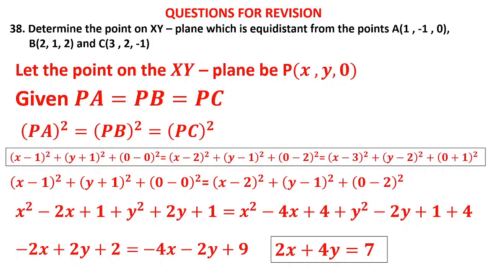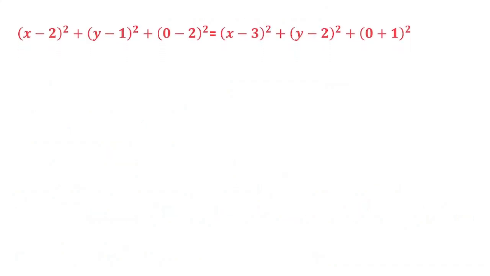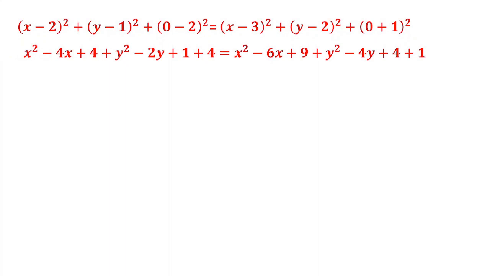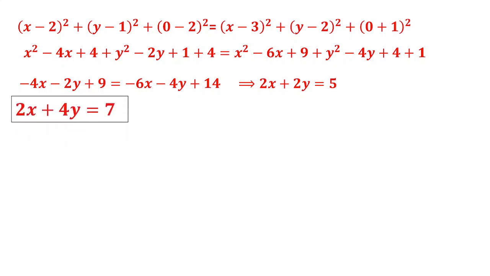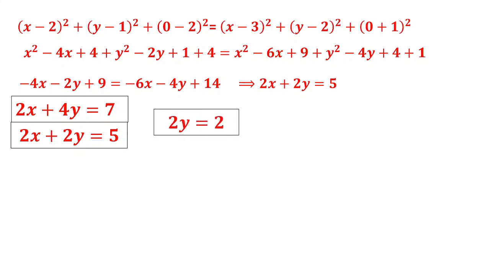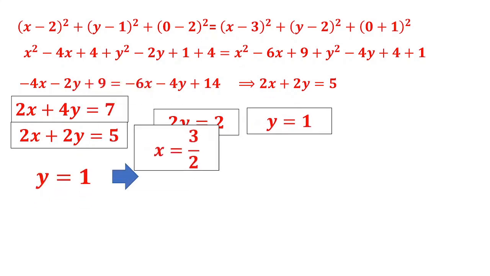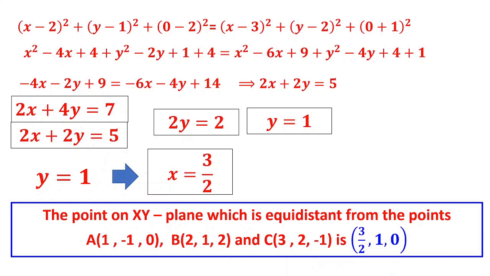Let me equate PB square is equal to PC square. Again I am expanding. X square and y square get cancelled on both the left and right. I am getting the equation as 2x plus 4y is equal to 7, and another equation 2x plus 2y is equal to 5. Simple normal subtraction. You will get 2y is equal to 2 and y is equal to 1. When y is equal to 1, the value of x is 3 by 2. Therefore, the point (3 by 2, 1, 0) is equidistant from the given points.